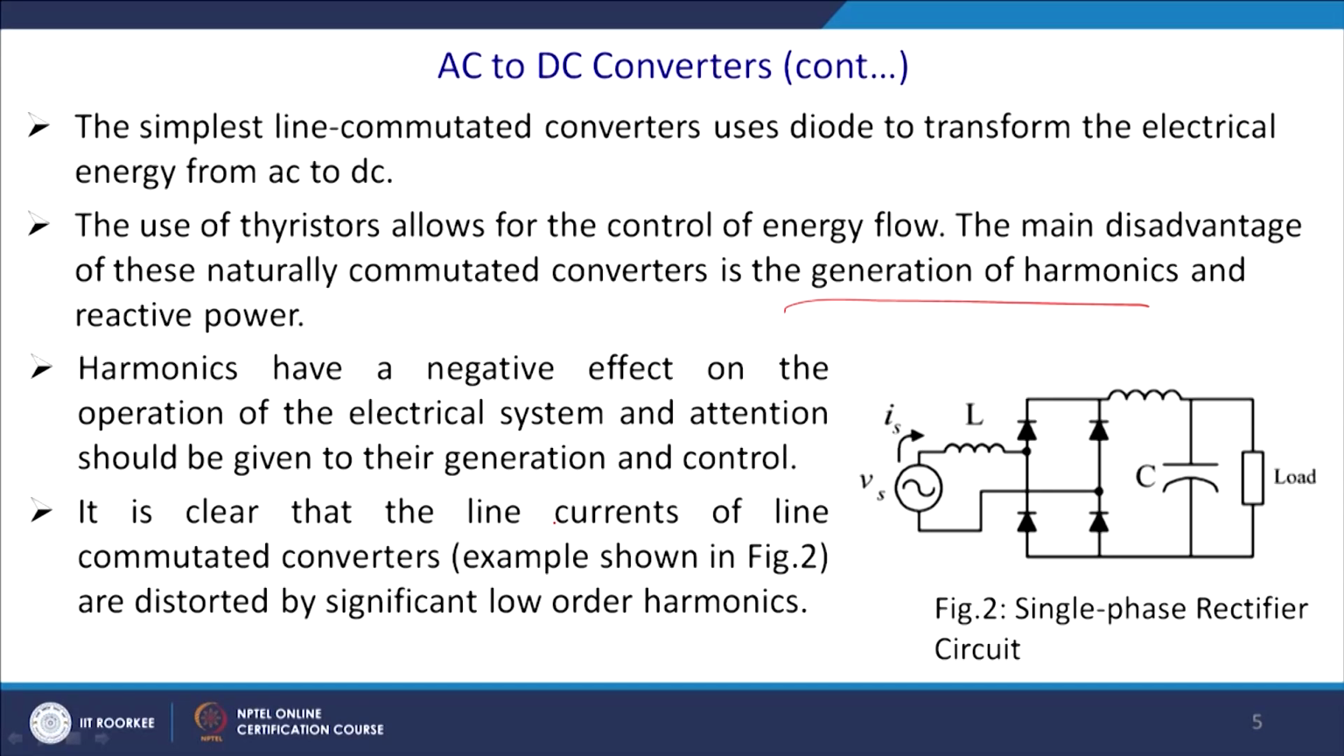The main disadvantage of this naturally commutated converter is the generation of harmonics and reactive power. So, you cannot have control over reactive power generation. If you change the firing angle, you have a displacement power factor, and thus the power factor gets distorted and reduced, and since it is a nonlinear load, you inject harmonics into the AC system.